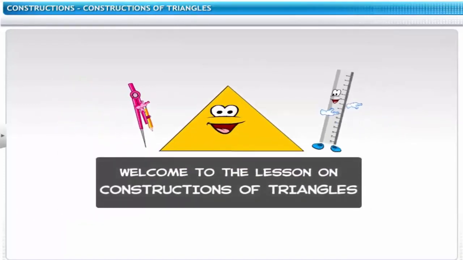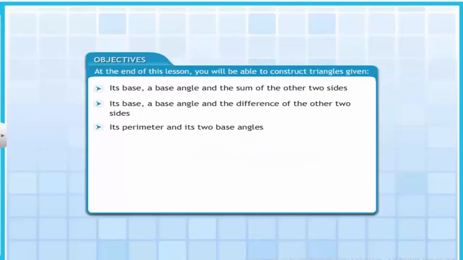Welcome to the lesson on constructions of triangles. At the end of this lesson, you will be able to construct triangles given its base, a base angle, and the sum of the other two sides. Its base, a base angle, and the difference of the other two sides. Its perimeter and its two base angles.